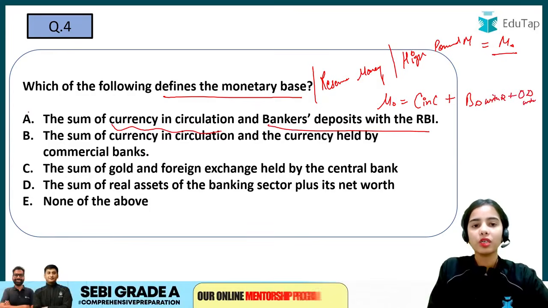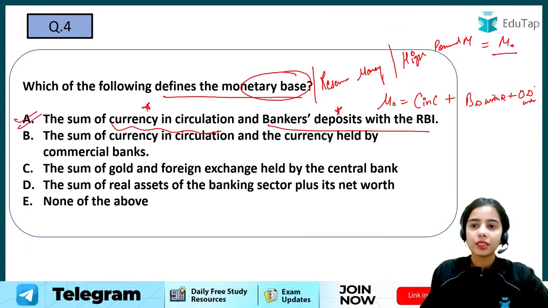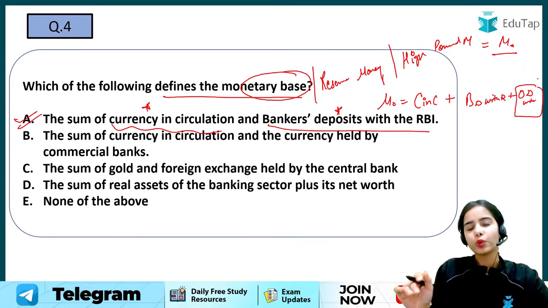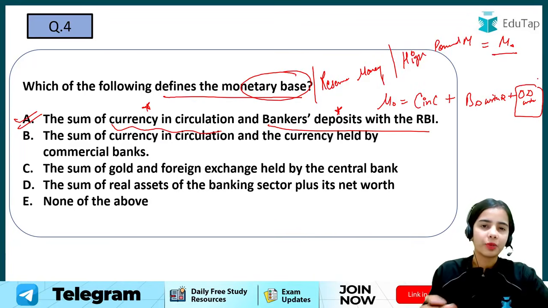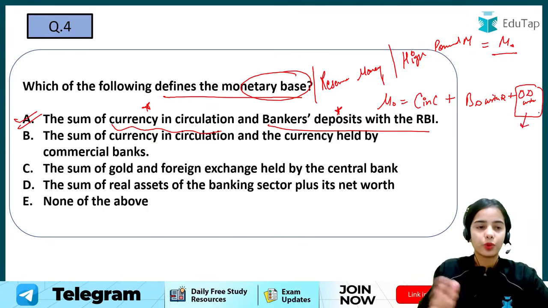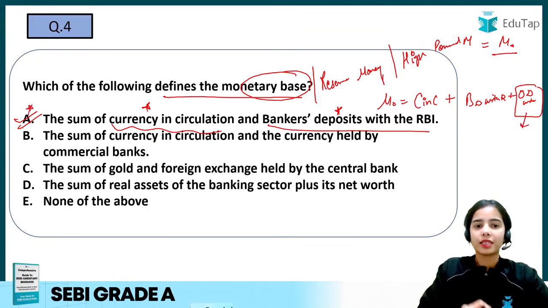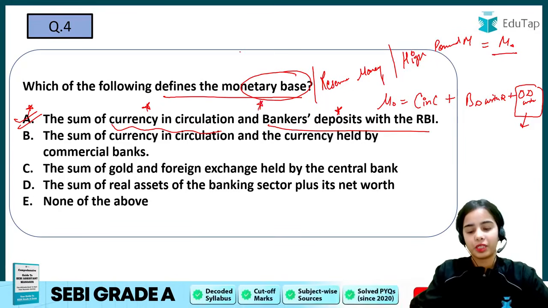Okay, so this is the formula of the monetary base. Here the currency in circulation and bankers' deposit with the RBI, this is the answer. The other deposit with the RBI is usually ignored because it is a very small value. Even if the other deposit with the RBI is not written, remember that it is a very small value, so it is usually ignored. So here the answer is A, that is the direct formula for the monetary base or the reserve money or the high powered money.